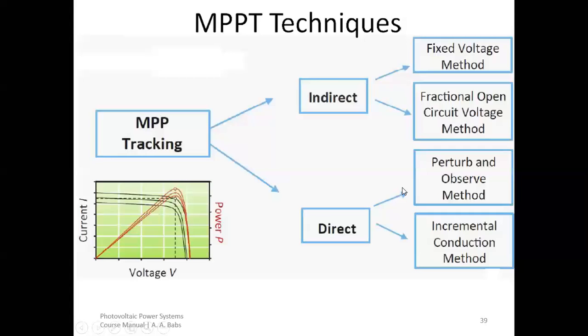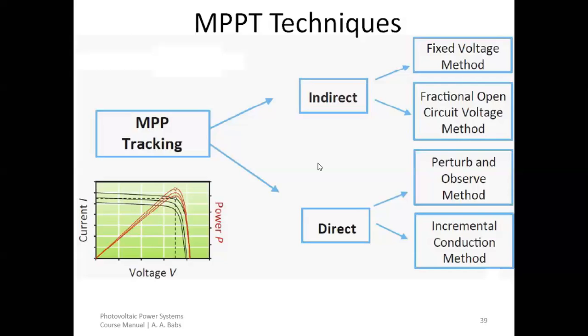What you see here are the MPPT techniques that we have. They could be direct or indirect. We have the fixed voltage method and the fractional open circuit voltage method for the indirect methods, and then we have the perturb and observe method and the incremental conductance method for the direct methods. These are the various MPP tracking techniques that we have.